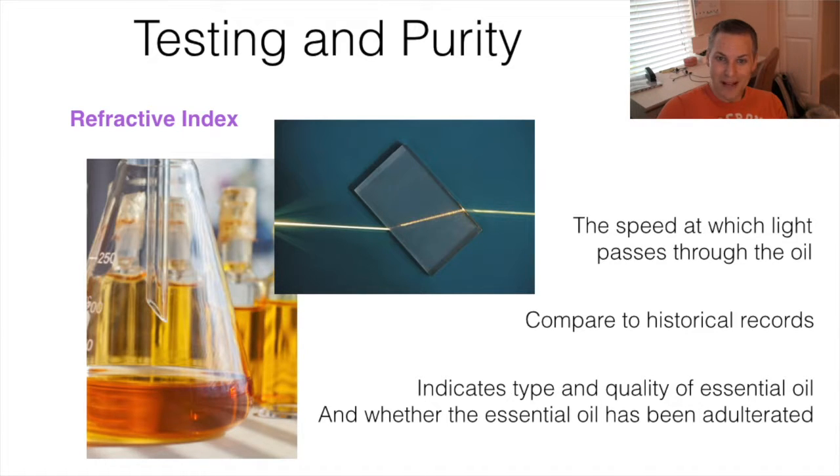And when you pass light through a substance, you can compare this refractive index to historical records of good samples, and thus determine whether there's something impure or something not right about the solution. So that's one way of detecting impurities.